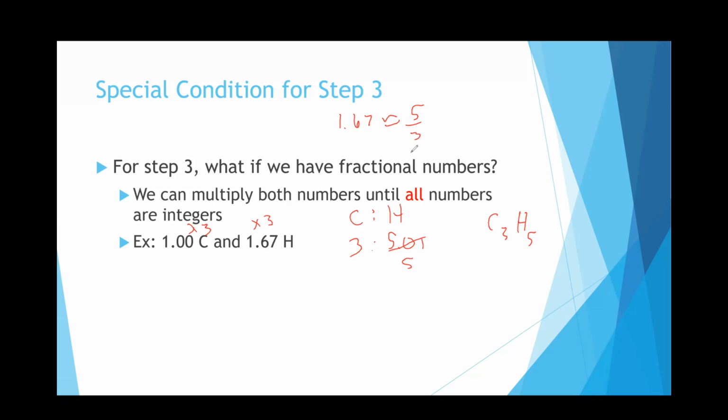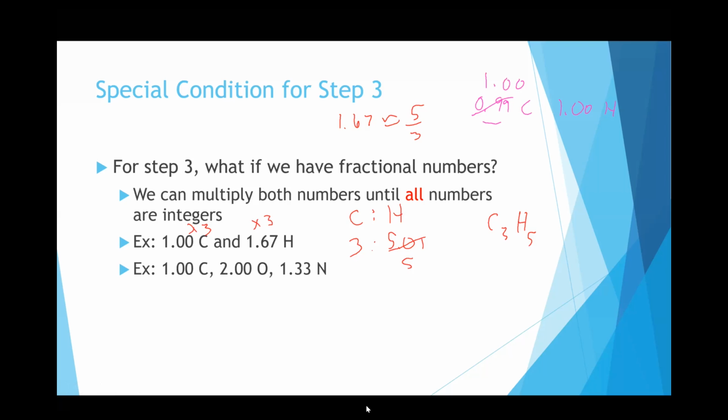But if you get 0.99C and 1.00H, 0.99 is so close to 1, you could basically just assume it's calculation errors or experimental errors, and you could just round it up. So it doesn't have to be exactly 1. As long as it's close enough, we can assume it to be the nearest whole integer.